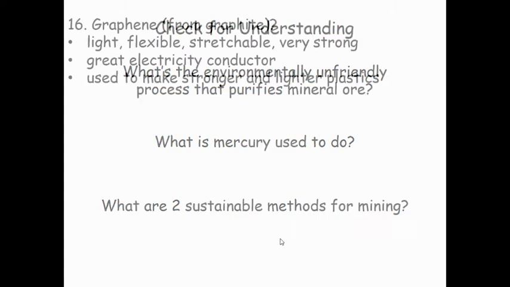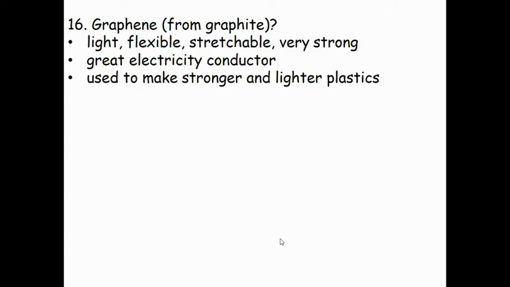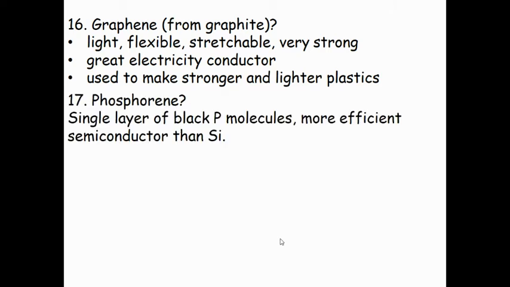Okay, moving ahead. All right, so graphene comes from graphite. Graphite is carbon. Phosphorene. P is phosphorus, by the way. Si obviously is silicon.